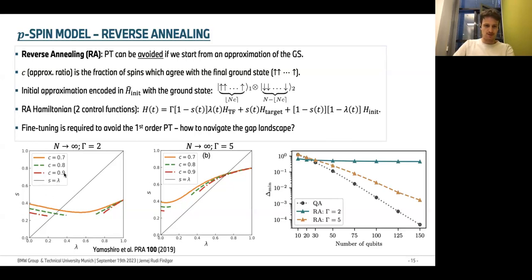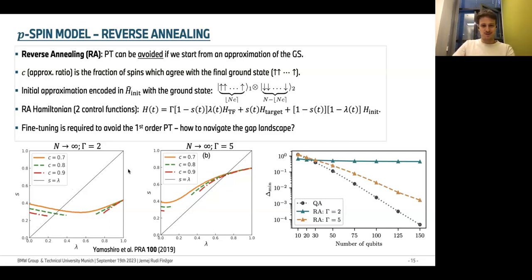And then you see that as your initial approximation ratio exceeds 0.9, the linear path going from 0, 0, so from the start of this protocol, to 1, 1, which corresponds to the end of the protocol, where the Hamiltonian equals the target Hamiltonian, avoids this first order phase transition. So, long story short, if you fine tune the parameters such that this phase diagram looks the way you want it to look, you can get an exponential speed up because you can avoid the first order phase transition, which leads to this exponentially closing gap.